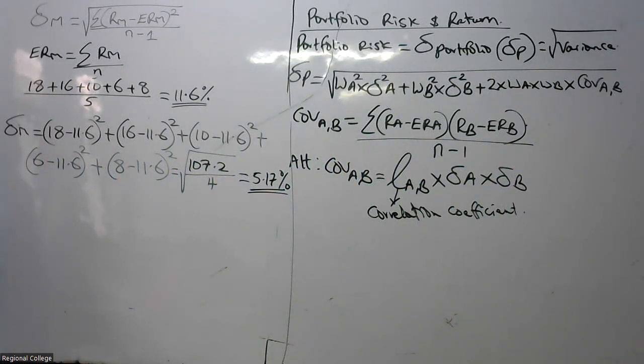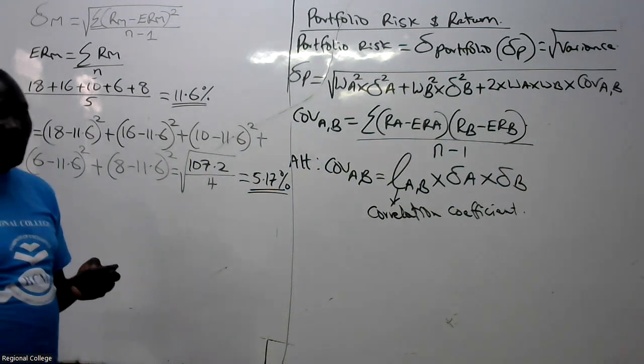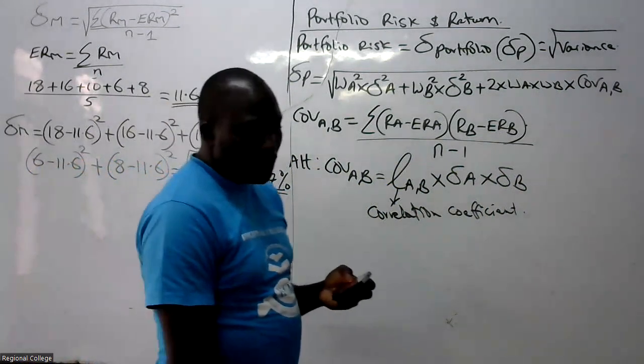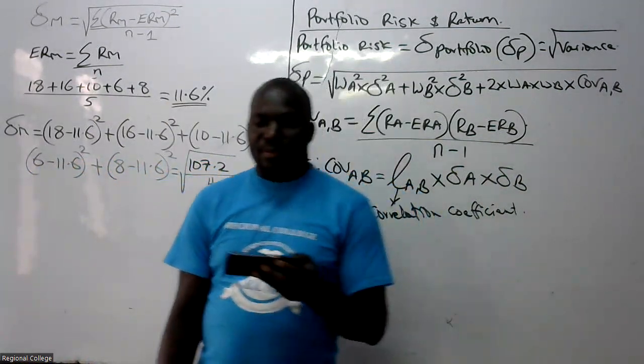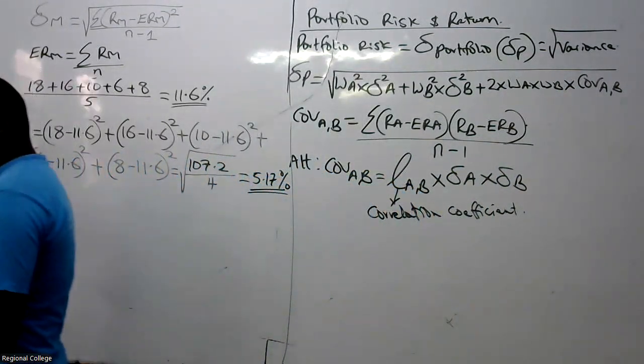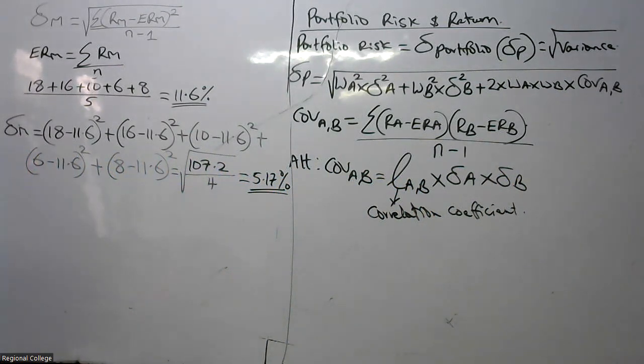Can we get the weight of A? Weight of A would be 600K over 1 million, 0.6. Weight of B will be 400K over 1 million, right? Then, the forecasted end of year market prices and the probabilities of occurrence in different economic conditions are given as follows.